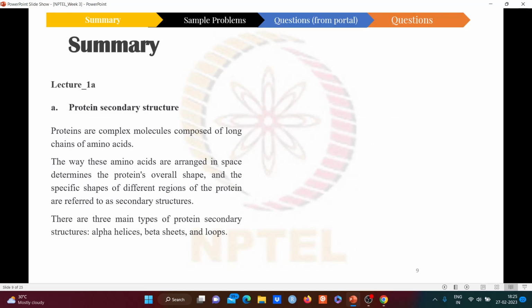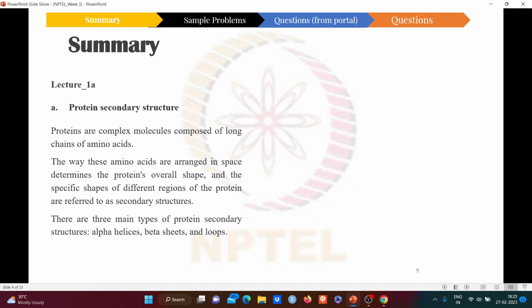Next, let's start with protein structure, secondary structure. Proteins are complex molecules that are composed of long chains of amino acids. The way this long chain of amino acids is arranged in space determines the overall protein shape. The specific shapes of the different regions of the protein, or the regular arrangements of these proteins, are called secondary structures.